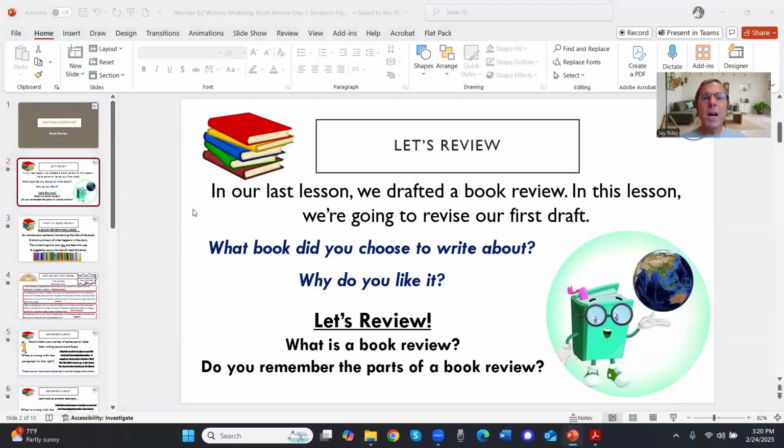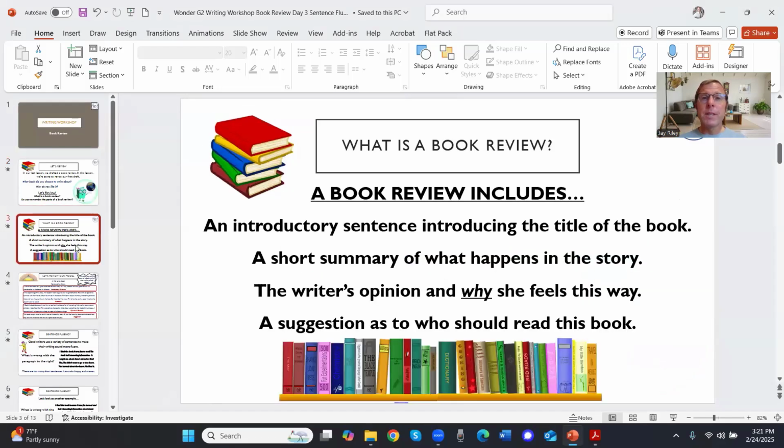So remember, we've been talking with our students about their favorite book, and we've been getting them to write a very simple book review. And we said this is aimed at students in 2nd to 3rd grade, so 7 or 8-year-olds roughly. And we said that a good book review includes an introductory sentence, which includes the title of the book and the author if we know it. We want to give a short summary of the text. We want to give our opinion, why we feel that way. And then we want to make a suggestion as to who we think would like that book.